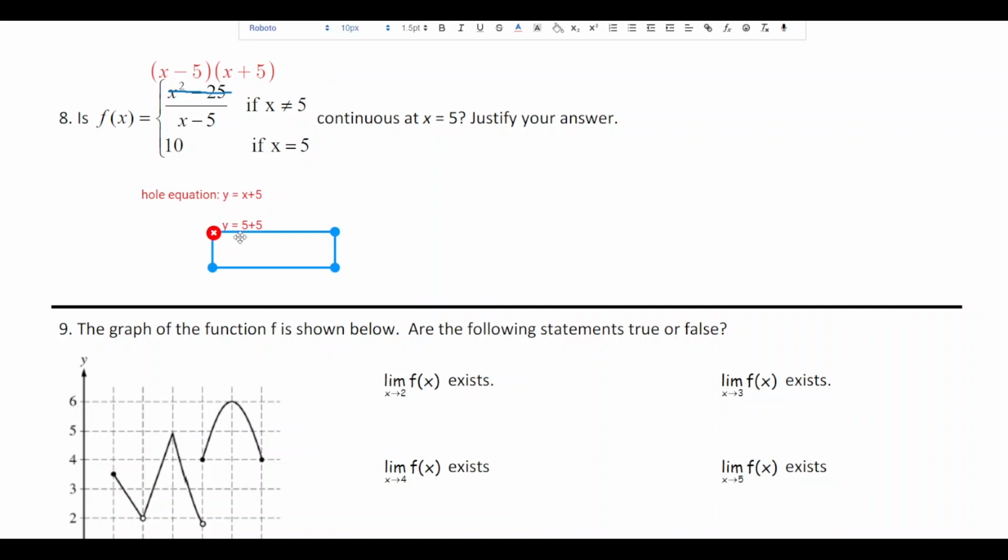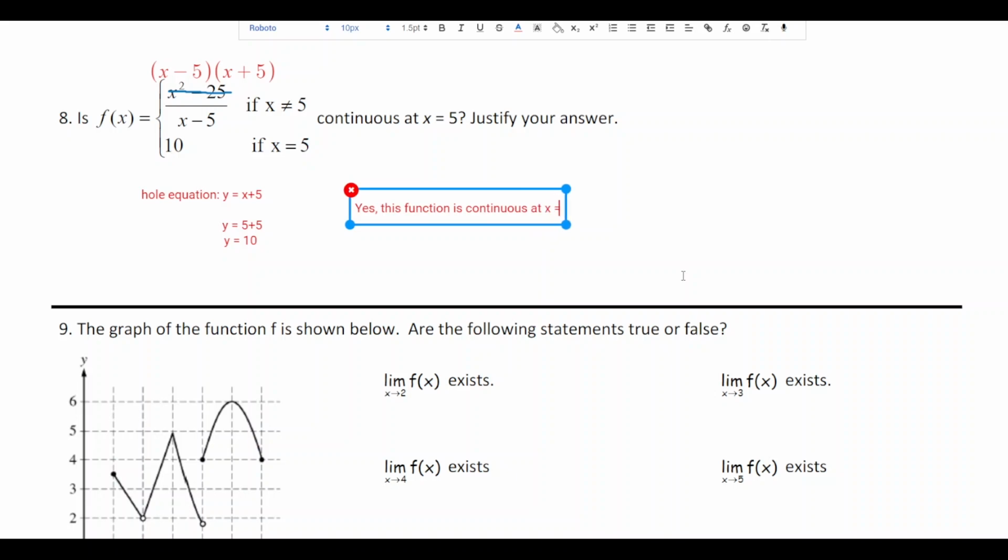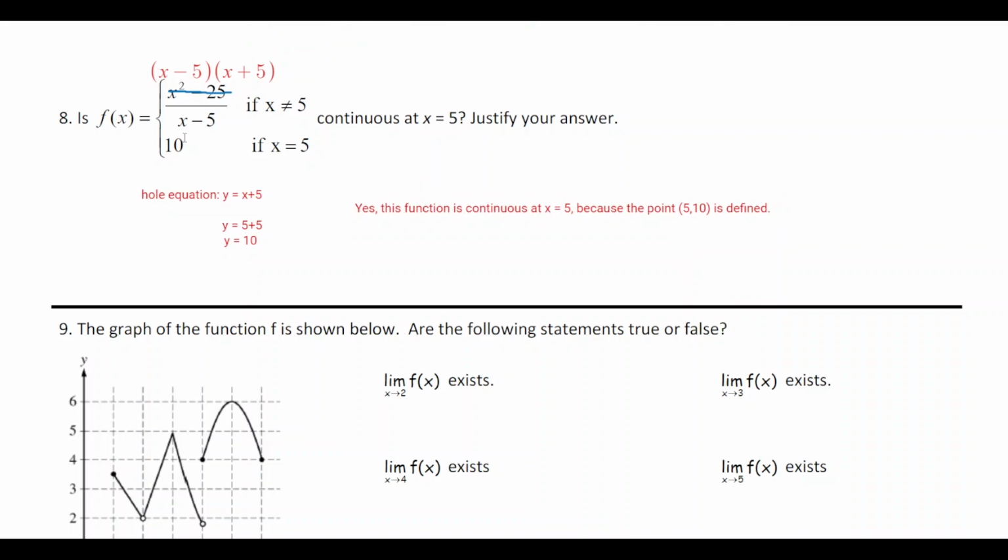So since that value is the same as how it's defined in the piecewise function, then basically what this is saying is, hey, we're just plugging in the hole here. So this would be continuous. Yes, this function is continuous. Actually, it'll be continuous everywhere, but specifically at x equals 5, although there are no other points of discontinuity, because the point 5 comma 10 is defined. Okay, so that's right here.